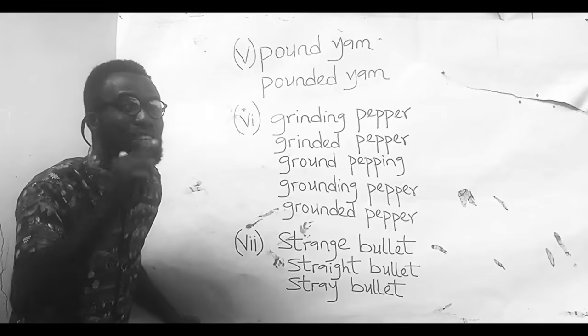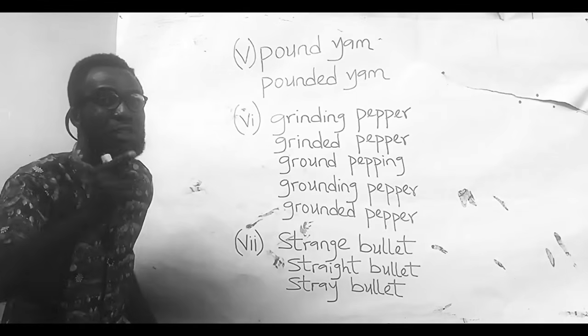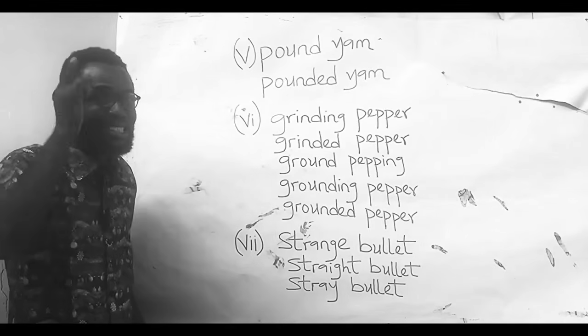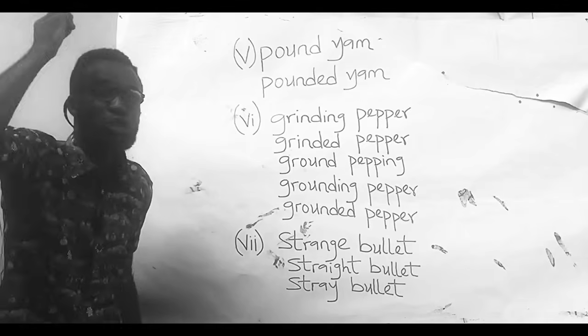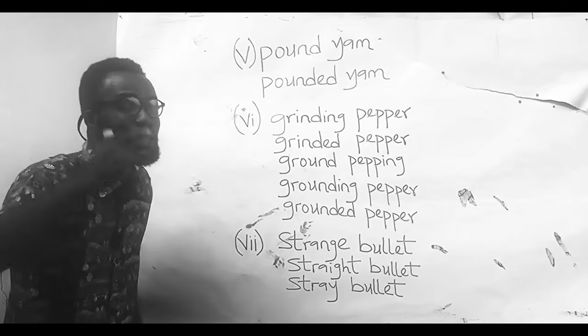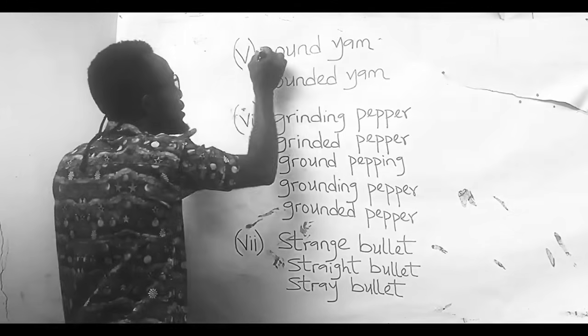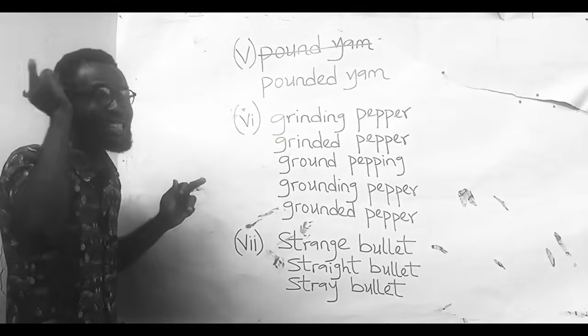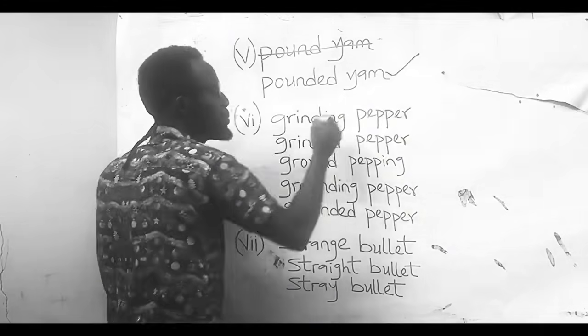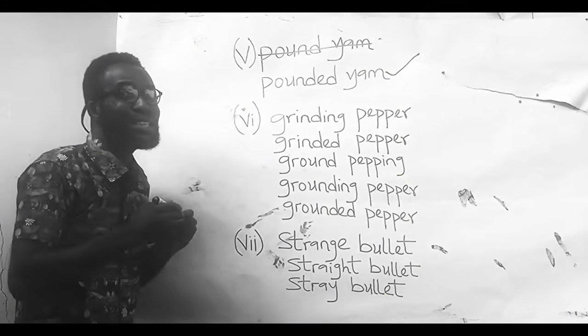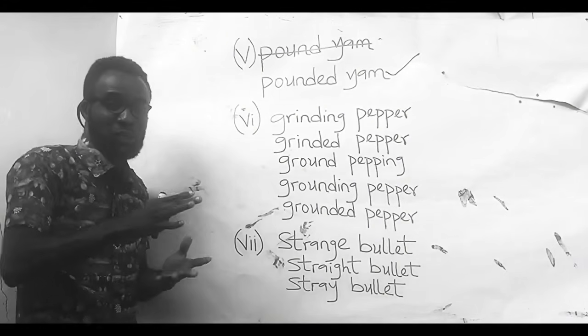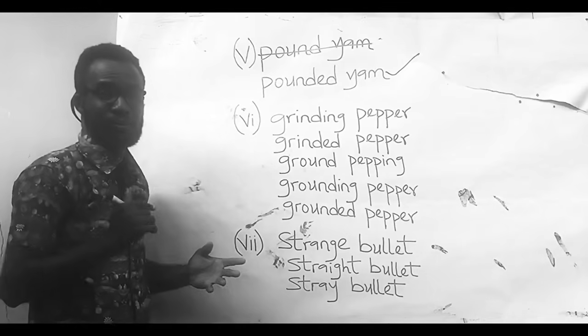Yam that has been crushed by hitting it repeatedly is not called pound yam. This is very wrong. It is actually called pounded yam. Pounded yam means yam that has been crushed by hitting it repeatedly.